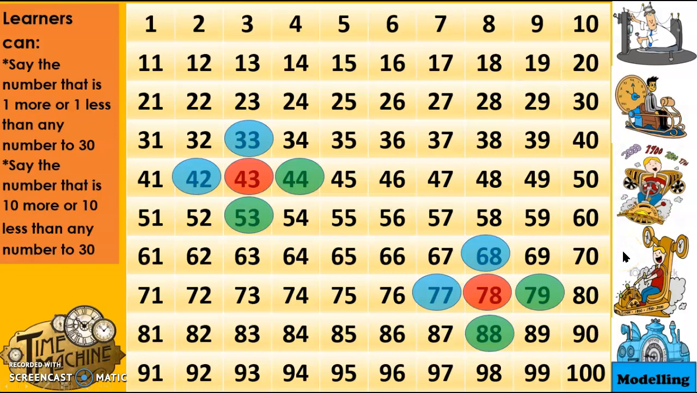Let's try another one. The number is 28. What is 1 more than 28? It's 29. What is 1 less than 28? It's 27. What is 10 more than 28? It's 38. And what is 10 less than 28? It's 18.